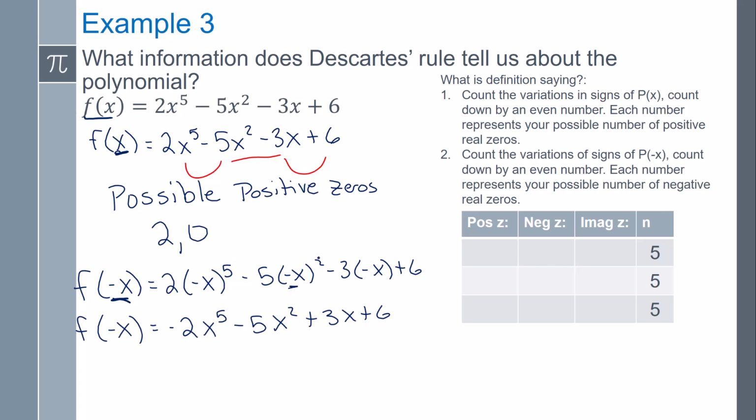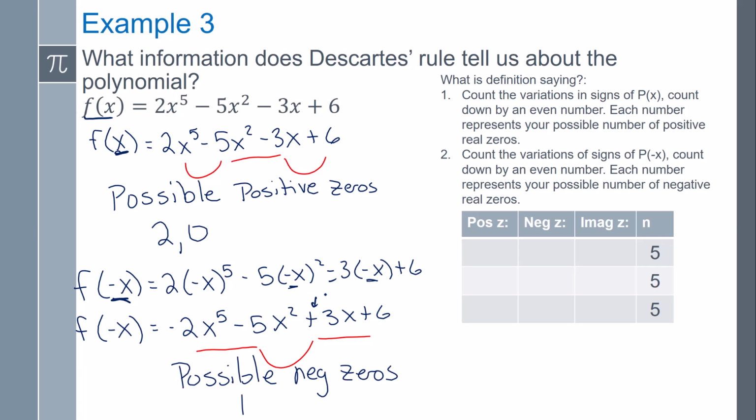Negative x squared, okay, it stays the same. Negative, negative is a positive, etc., etc. Now you do the same thing. You just count it. Negative to negative, no change. Negative to positive, 1 change. Positive to positive, no change. So I only have 1 possible negative zero.